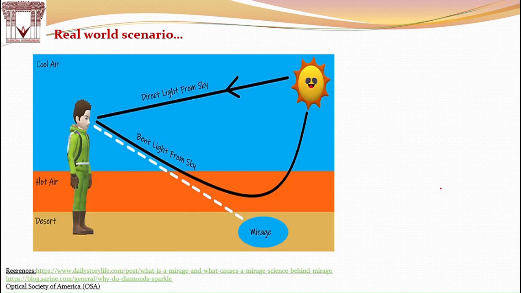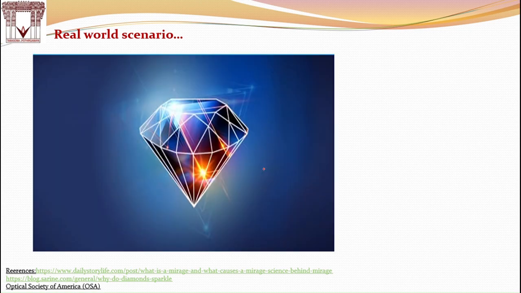The same phenomenon we can observe in real world scenarios. The first and foremost is the formation of mirages. Here the bending of light happens because of the variation in temperature at different layers of the atmosphere. Sparkling of a diamond is another example, where the light entering the diamond undergoes total internal reflection within it, and we sense that as sparkling.